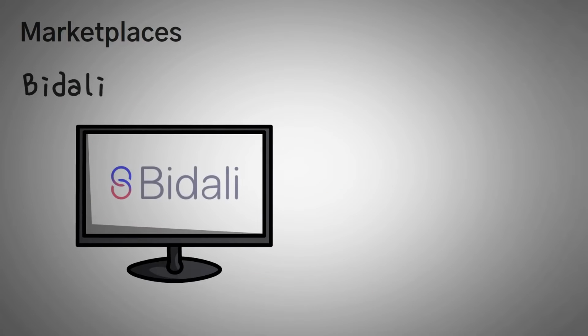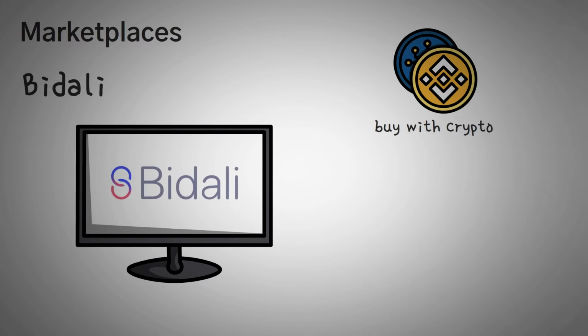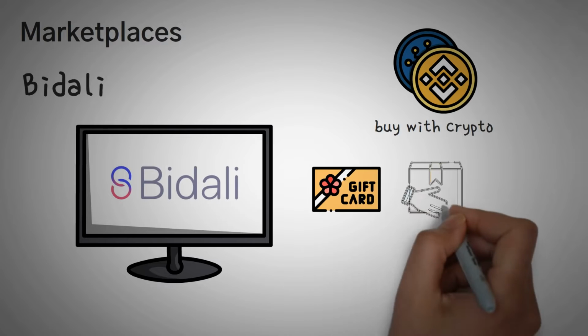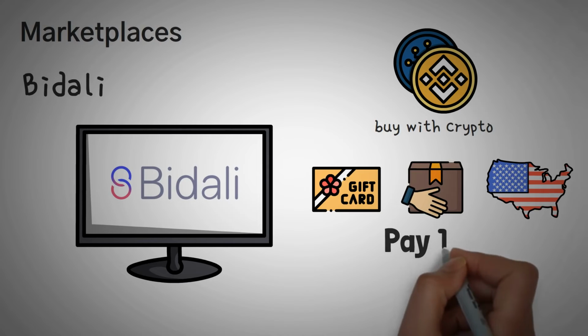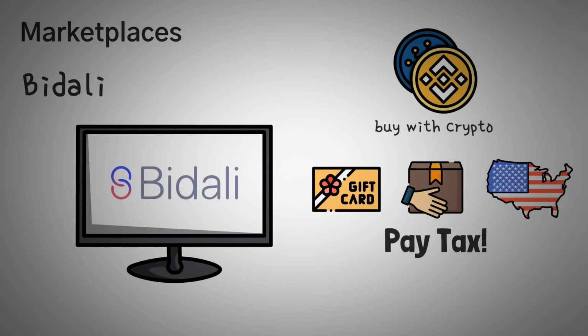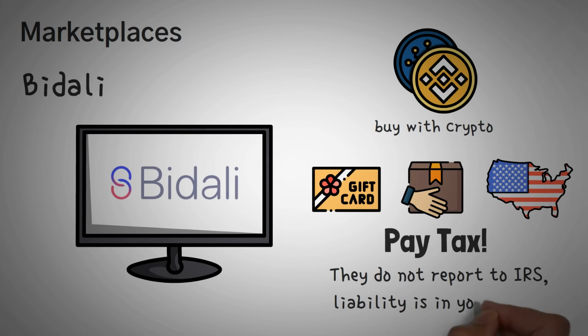Lastly, as an example of a marketplace app, we have Bidali. Bidali is a decentralized application that allows you to buy things using your crypto. One of their main products is gift cards, which they can deliver anonymously and very quickly. Remember, whenever you buy stuff with crypto, in the United States at least, it is currently reported as a sale. And because of that, you have to pay taxes. Although, Bidali does not report to the IRS, so the liability is in your hands. You may see what we're saying here. Anyways, before we get ourselves into trouble, let's move on to the next category, which is educational.